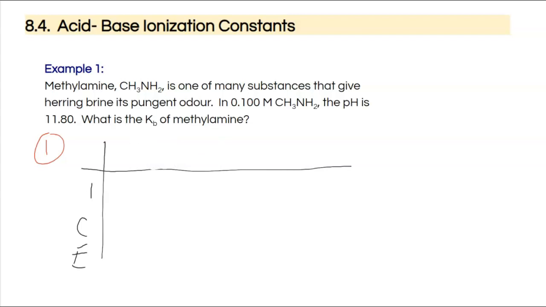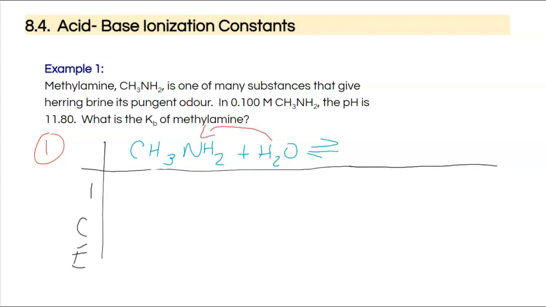So this is what you want to do. You want to make sure that you're writing out the particular base, CH3NH2. You're going to react it with water. You're going to hydrolyze it. And in so doing, what we're seeing here is this methylamine act as a base. So bases are proton acceptors. It's going to accept a proton from water.